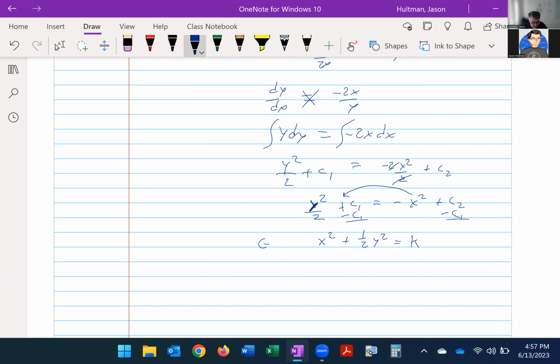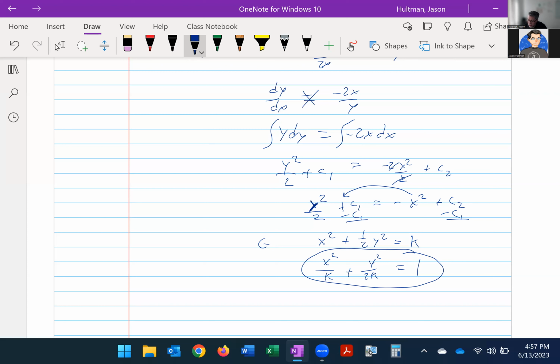So some function g in terms of x, y, and k. And so this x squared plus 1/2 y squared is equal to k. If I were to divide both sides by k, I would get x squared over k plus y squared over 2k is equal to 1. And what do those look like? What form of the equation of conic sections does that look like? To me it looks like ellipses.